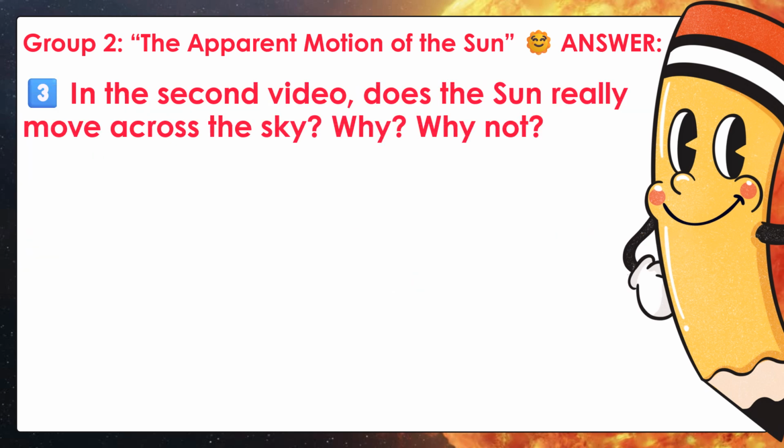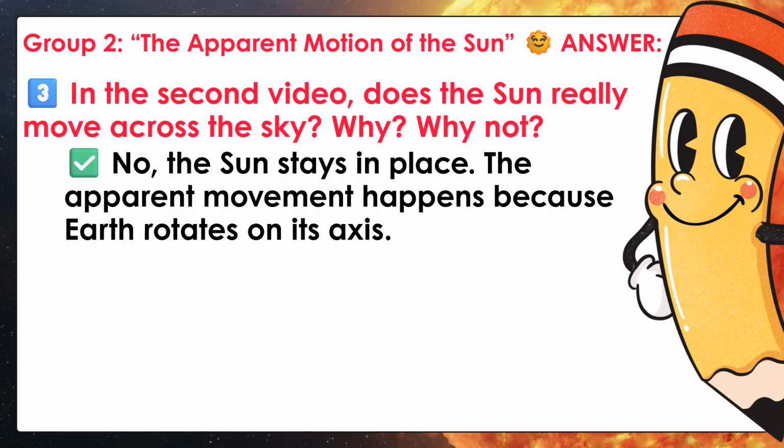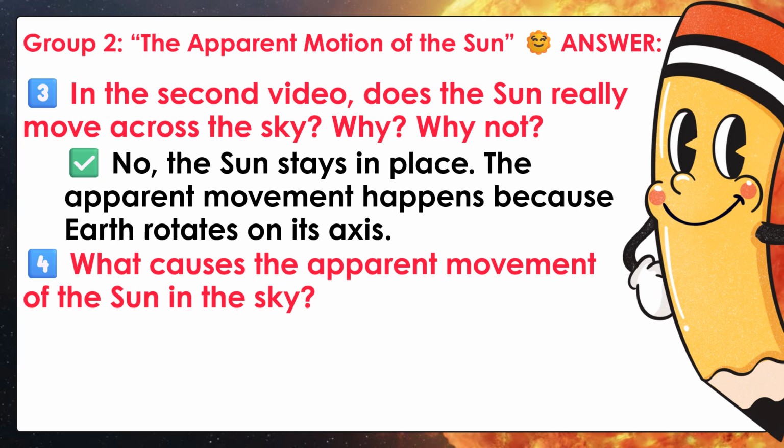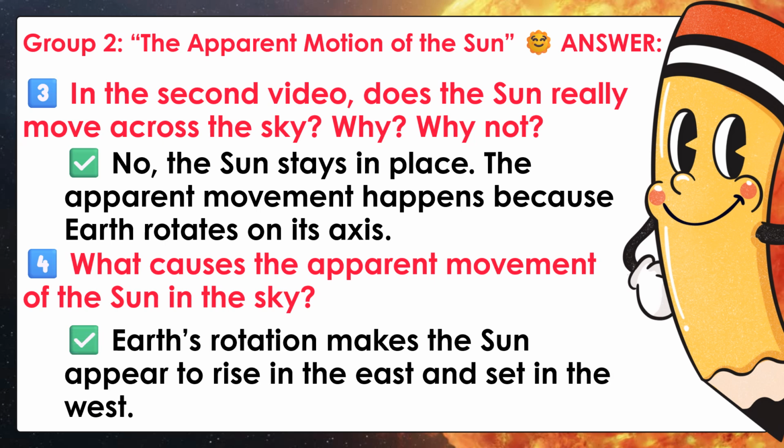3. In the second video, does the sun really move across the sky? Why or why not? The answer: no, the sun stays in place. The apparent movement happens because Earth rotates on its axis. 4. What causes the apparent movement of the sun in the sky? The answer: Earth's rotation makes the sun appear to rise in the east and set in the west.